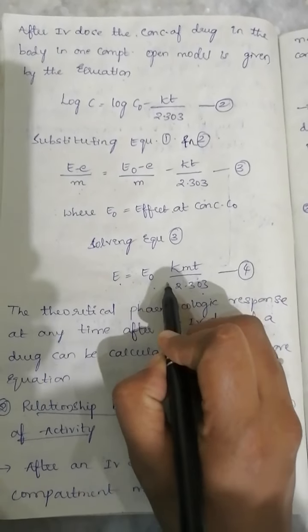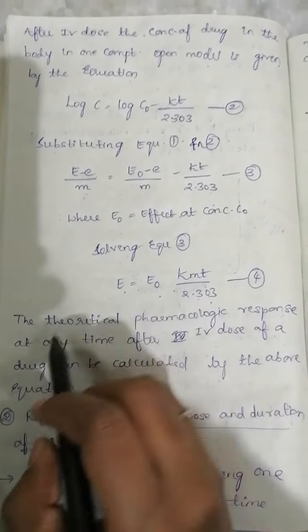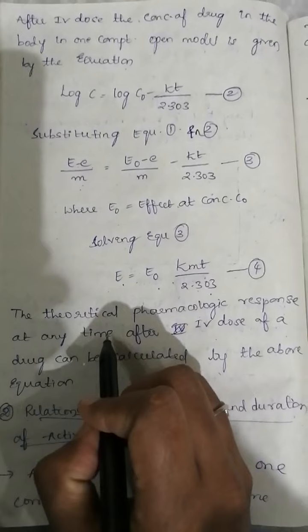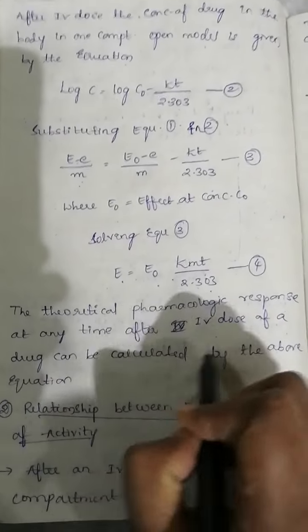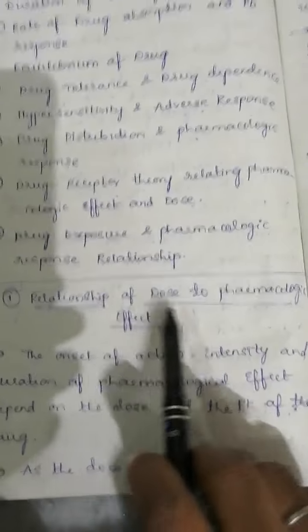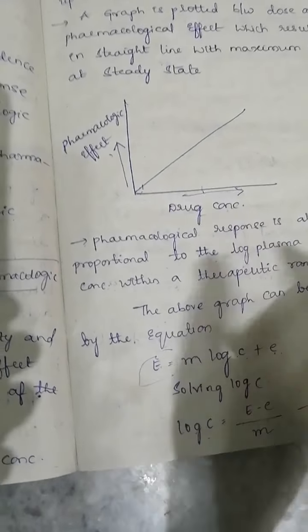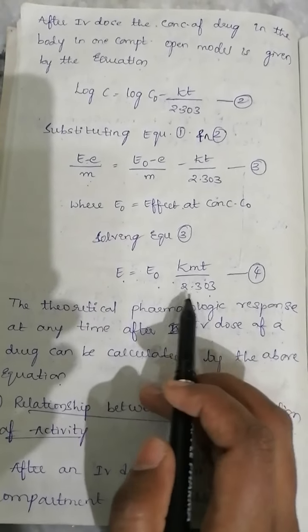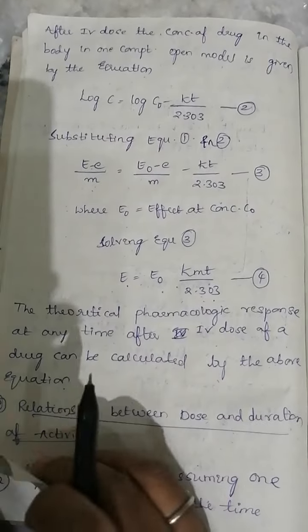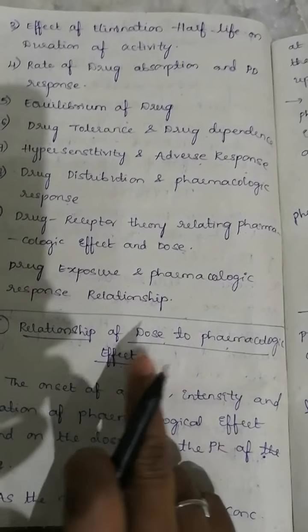So this equation represents your pharmacological response with that of your PK and PD parameters. That is the theoretical pharmacologic response at any time after IV dose of a drug can be calculated by this above equation. So in the first point you have to write the relationship of dose to pharmacological effect. First you have to draw the graph, and you have to explain this graph in terms of this equation. So you have to solve this equation. You will get the final equation E is equal to E naught into Kmt by 2.303, which will give the relationship of dose to your pharmacological effect.